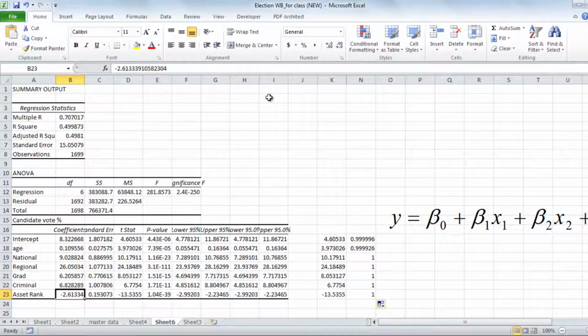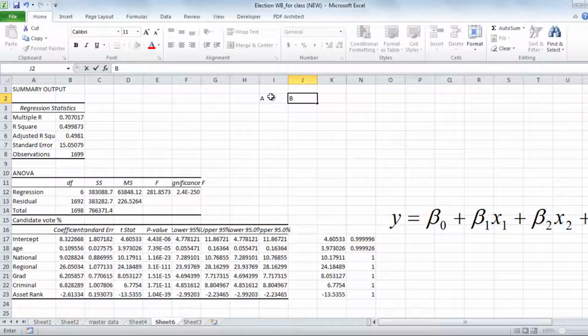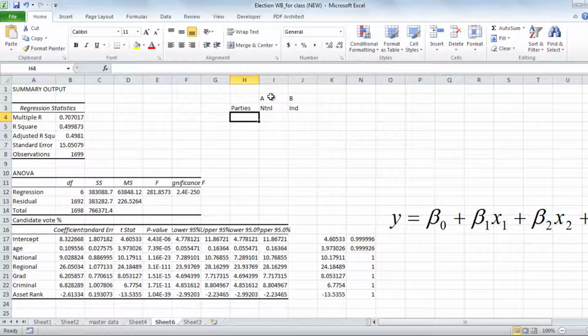So let's define two candidates. One candidate is A and another candidate is B. And how do we define the various parameters in terms of parties? A is a national party and B is an independent candidate. What are their respective ages? Let's have candidate A whose age is 50. Let's have candidate B whose age is 60.